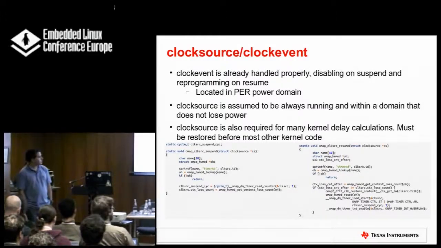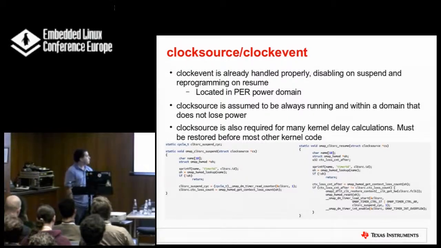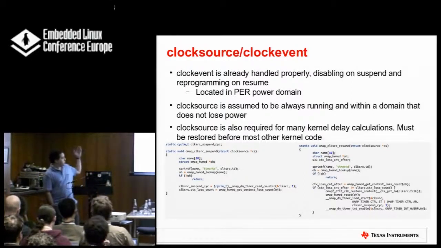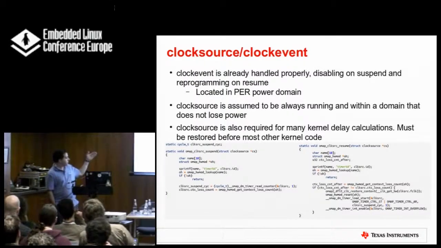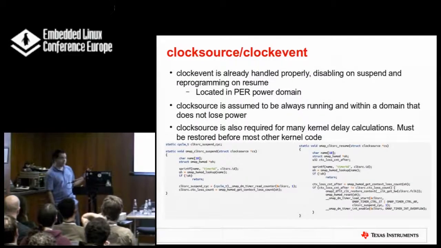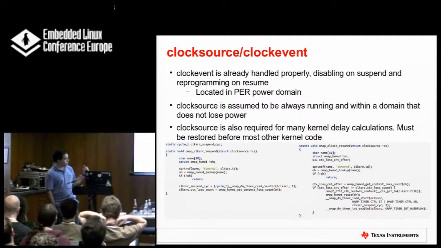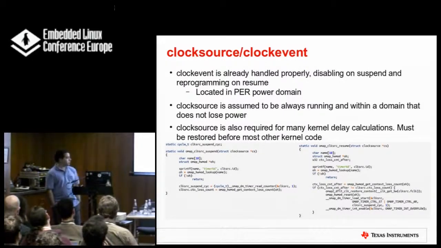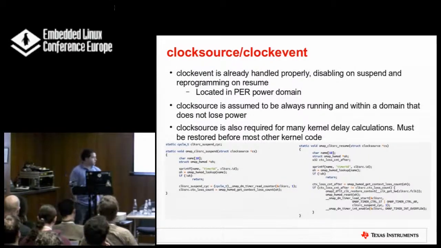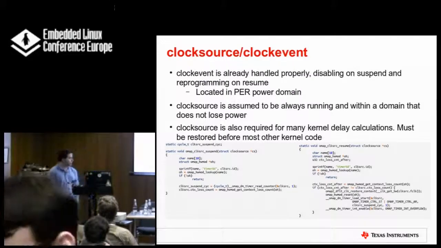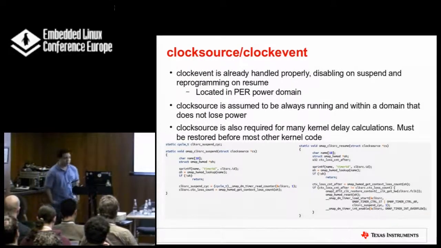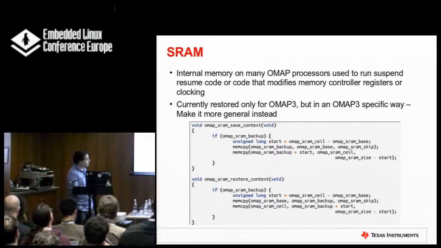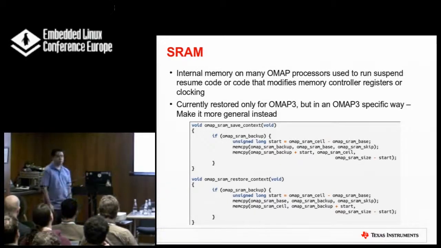So clock event's one of those that's already handled. Clock source would be handled, but it's assumed to be always running and in a domain that doesn't lose power. So it's used for all the kernel delays. So it has to be restored especially early. So there's a bit of a hack function there to do that, to call in directly to restore that early, before it would normally be restored, so that we don't get stuck in delays. SRAM is another one of those where it's something that doesn't usually lose power, so it needs to have specialized functionality to restore it.